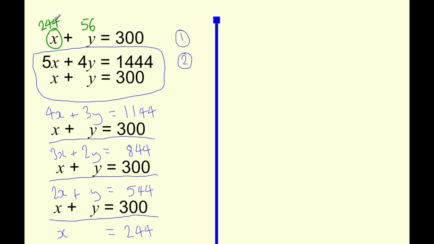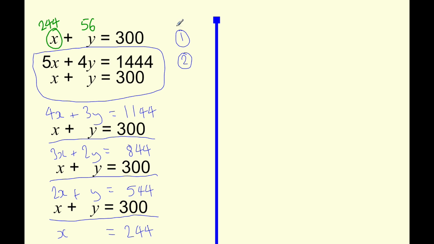And you can check that by substituting x is 244 into this one, and y equals 56 into this one. And when you've substituted those in and worked it all out, it will come to the 1,444. And you can do that if you don't believe me. Now, as I said before, this is the long way of doing this, but this is the elimination method.